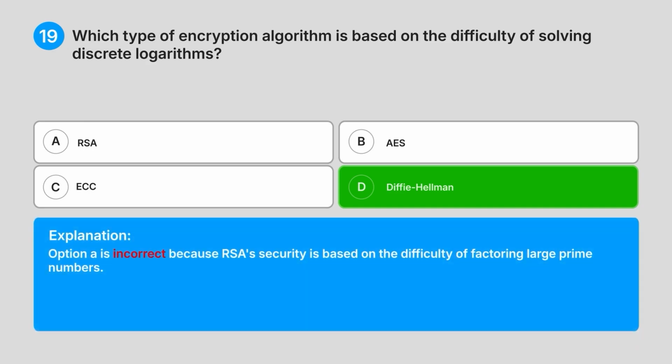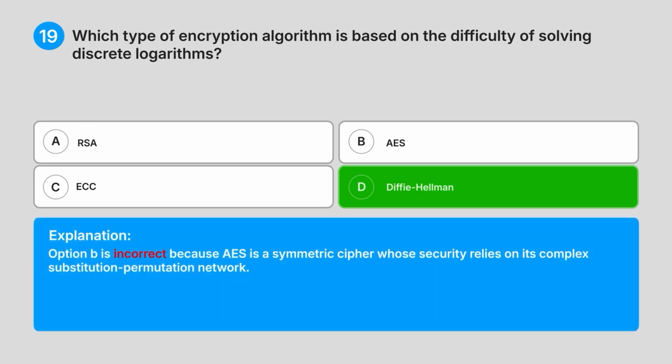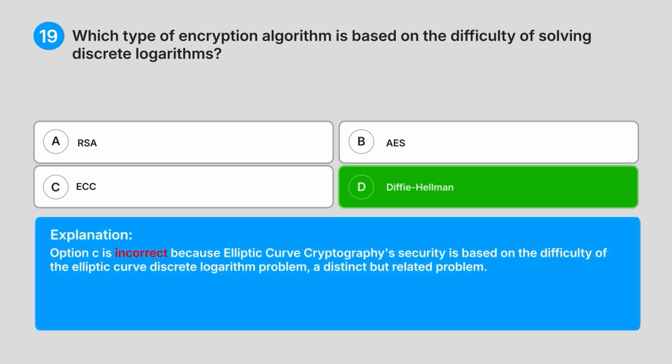Option A is incorrect because RSA security is based on the difficulty of factoring large prime numbers. Option B is incorrect because AES is a symmetric cipher whose security relies on its complex substitution-permutation network. Option C is incorrect because elliptic curve cryptography security is based on the difficulty of the elliptic curve discrete logarithm problem, a distinct but related problem.